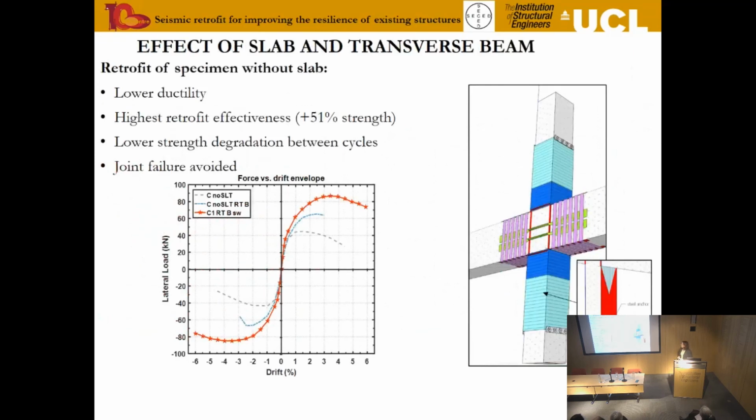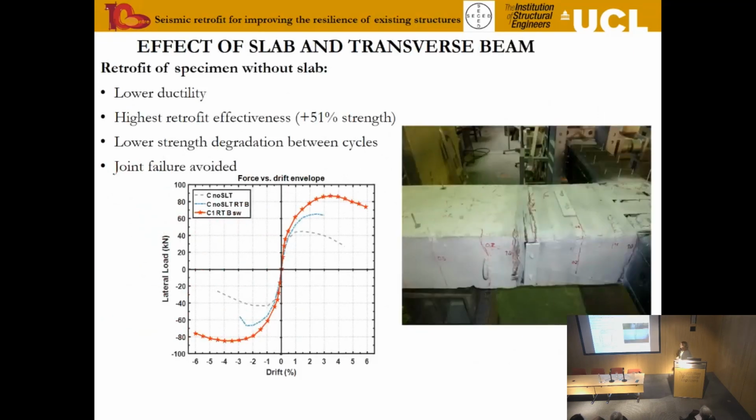That's the same thing, sorry. If we look instead at what happens when you have the effect of the slab, and if you remove the slab and the transverse beam, and you apply the strengthening, so remember having that cross, and you apply the strengthening, what we find is the blue bit here. So you get a much lower ductility than if you consider even the cut slab and the strengthening procedure that we have put in. You get the highest retrofit effectiveness, and this is the scary bit. You get a 51% retrofit effectiveness if you're strengthening that.